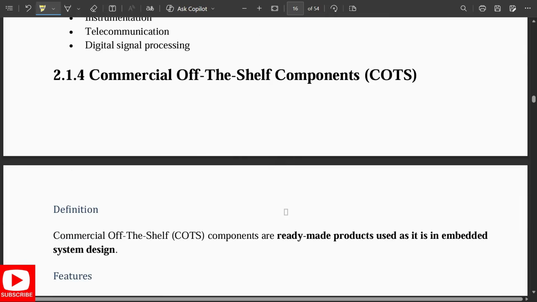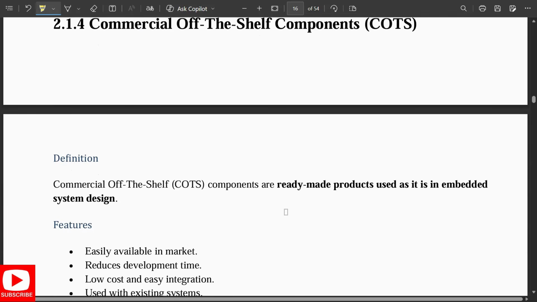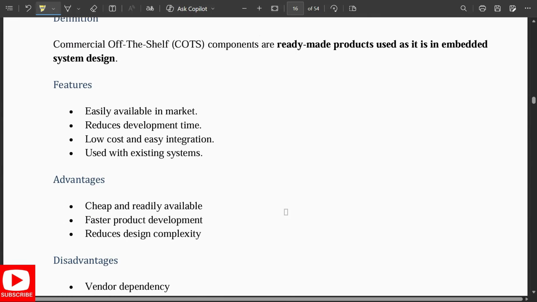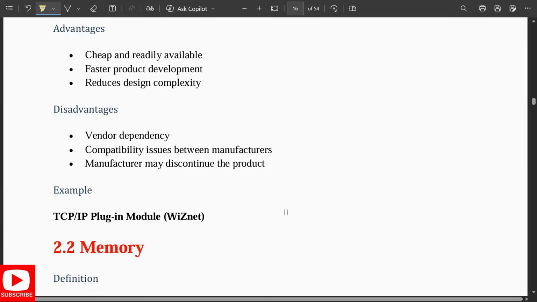Next is commercial off-the-shelf components, that is COTS. These are ready-made products that are used in embedded systems. They are available in the market and reduce the development time. They are low cost and are used for easy integration.